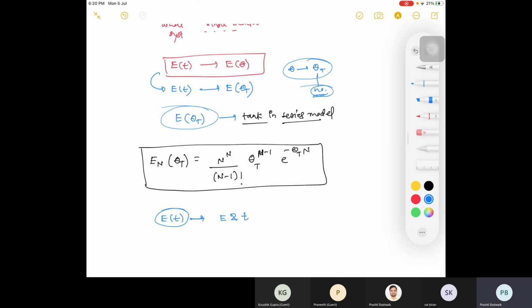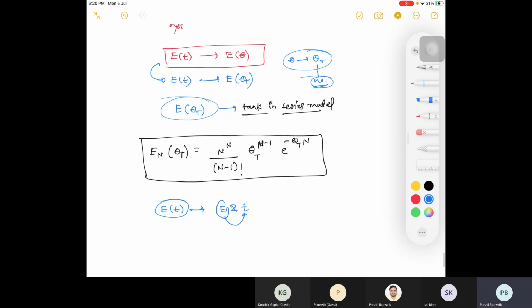Your E is a function of t. It's the exit distribution function, the amount of tracer exiting at a time t from the nth reactor. So your E is a function of t. And suppose I'm writing it as E n theta t. So your E curve at the exit of the nth reactor, or the E curve for your whole system, is a function of theta t.